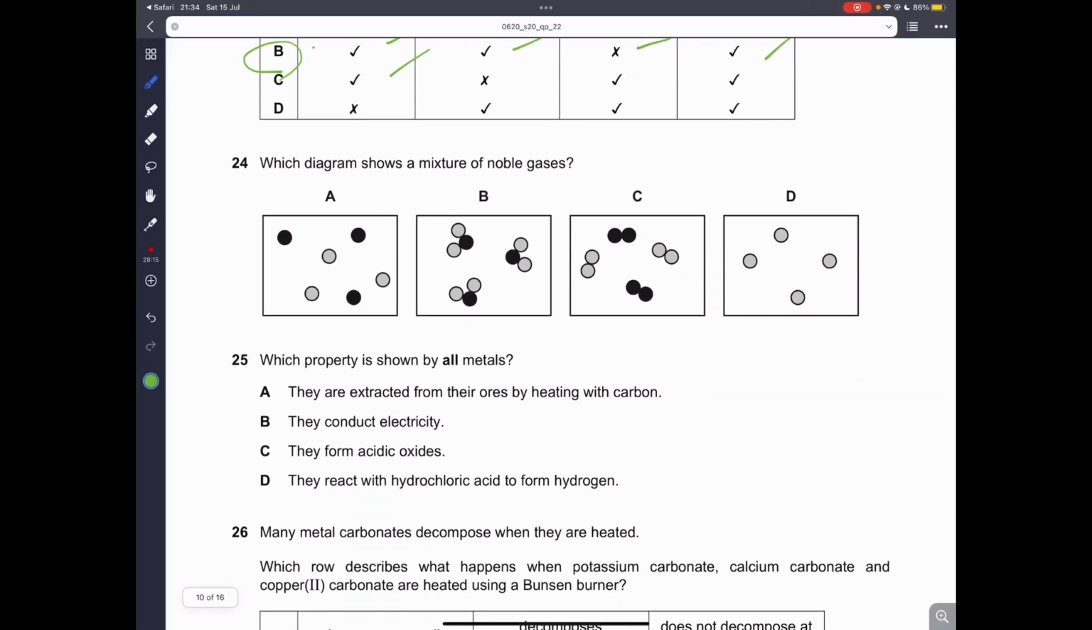Question 24. Which diagram shows a mixture of noble gases? Remember, noble gases do not form bonds or react. They are basically inert under normal conditions. So you can say that they are monoatomic as well. Monoatomic, so they are only one type of atom. The differently shaded ones represent different atoms.